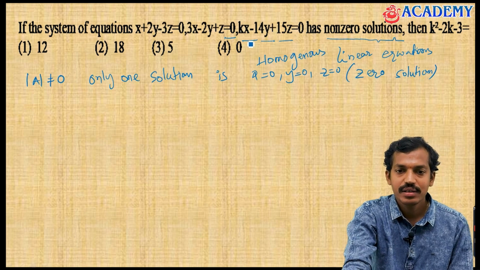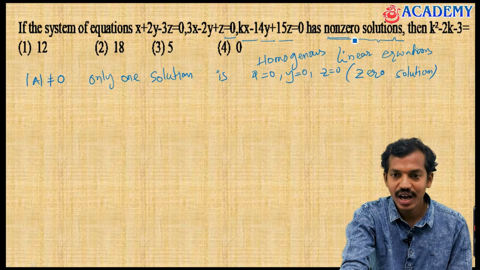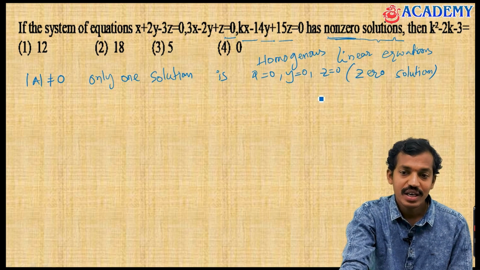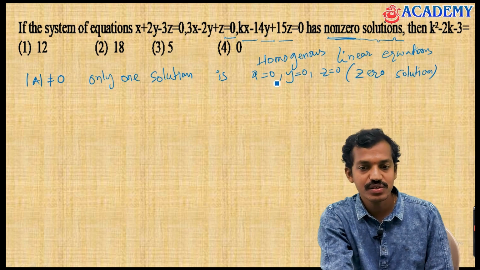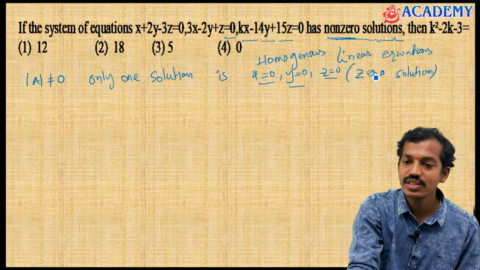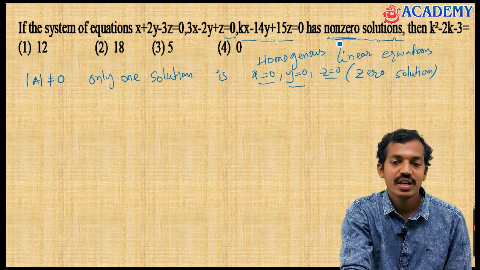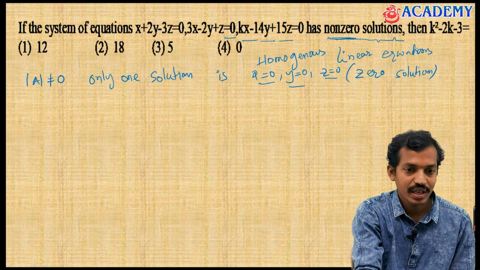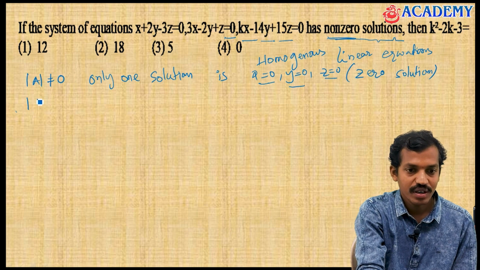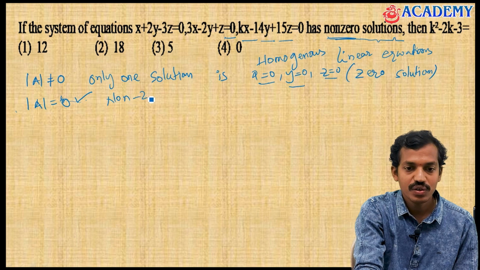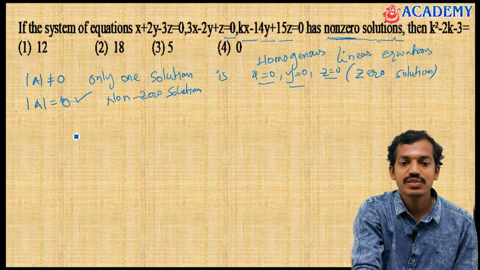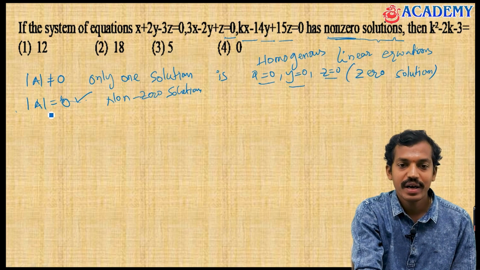He is saying what? It has a non-zero solution. This is the zero solution; non-zero means except this, until you get values of x, y, z. A solution other than the zero solution is called a non-zero solution. That happens when determinant of A equals 0. If determinant of A equals 0, you will get a non-zero solution.